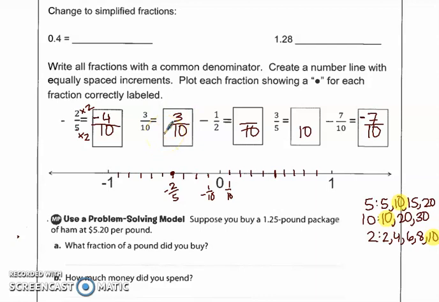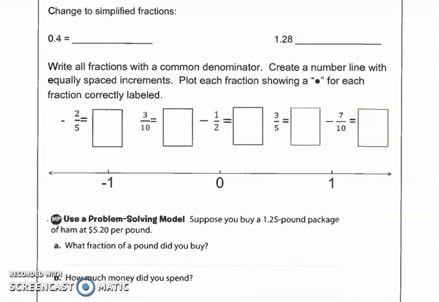3/10. Start at 0. 1, 2, 3. This one didn't change. That's the same. 1, 2, 3/10. It goes right there. Okay, so you are going to do 1, 2, and 3 by yourself. Remember, this one's negative and this one's negative.